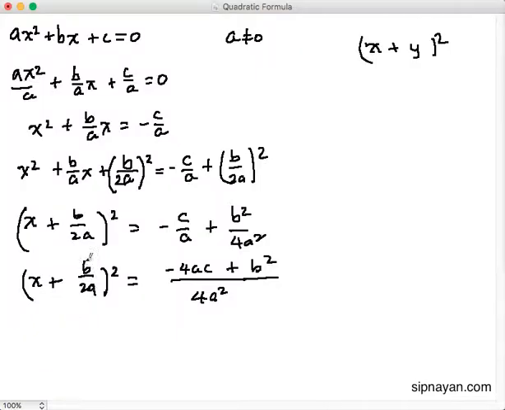and then we get the square root of both sides. We have x plus b over 2a is equal to the square root, no? Square root of, pwede kong balik rin to, no? b squared minus 4ac.